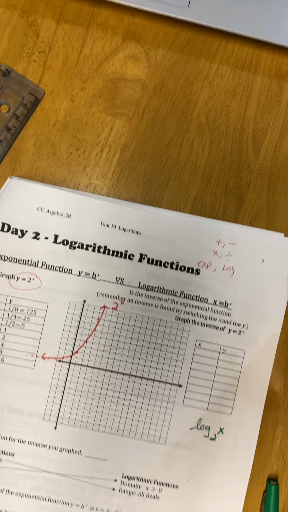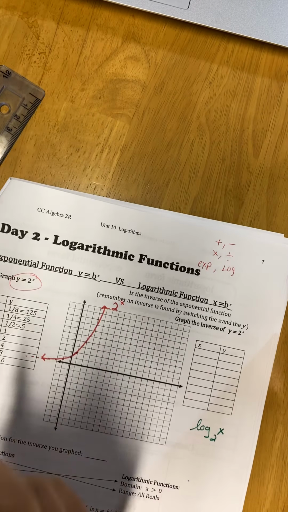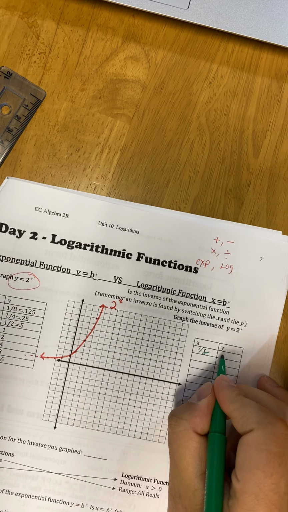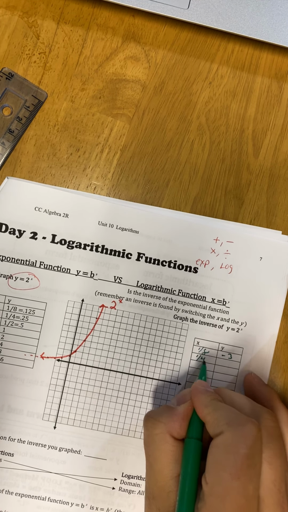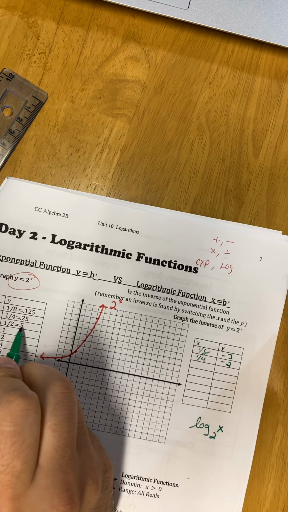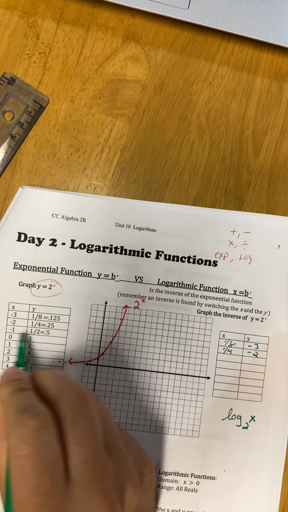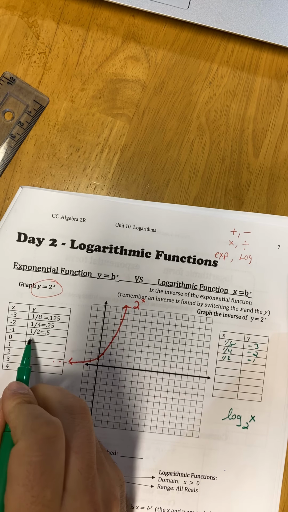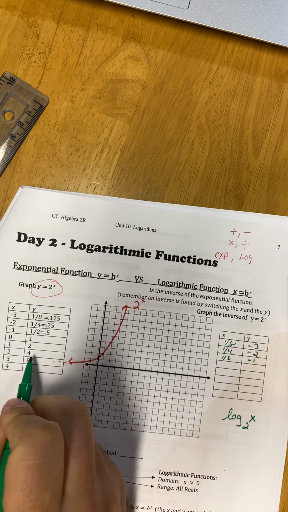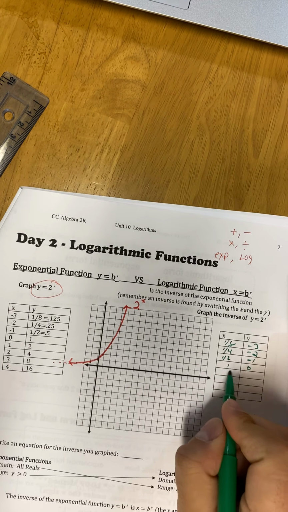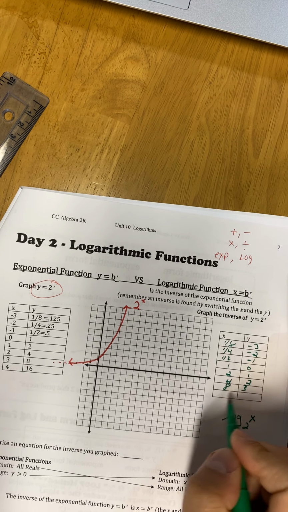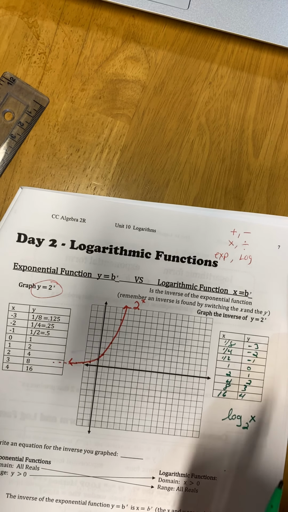So for the inverse function, you flip-flop everything, so it's going to be 1/8, -3; 1/4, -2; 1/2, -1. So 1, 0; 2, 1; 4, 2; 8, 3; 16, 4.